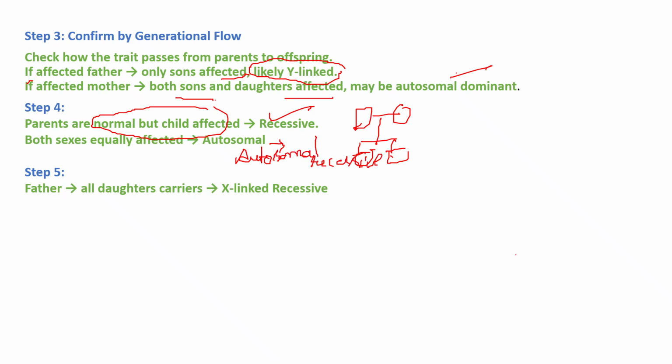Now, step 5. Further, if all the daughters of the affected males are carriers, they may not express the disease, but they might be carrying the disease. Okay, they may carry the defective genes. It is considered what? X-linked recessive.